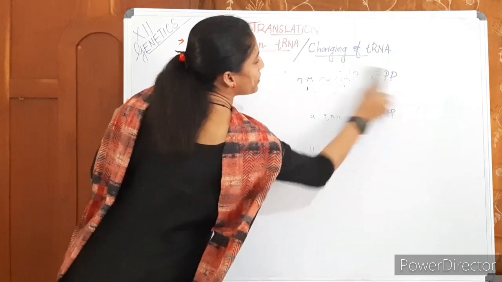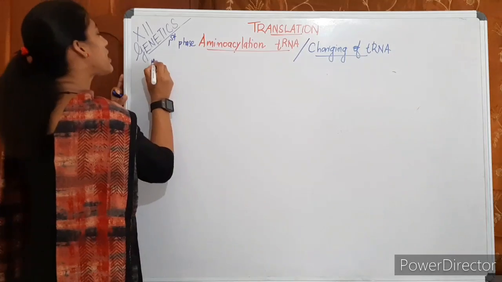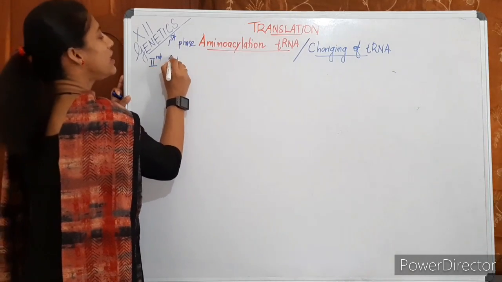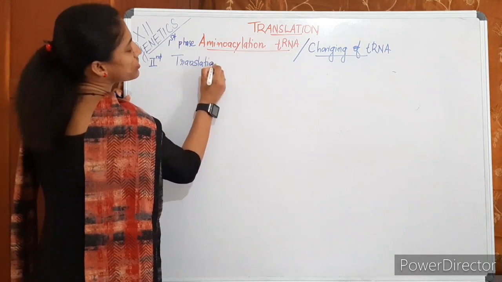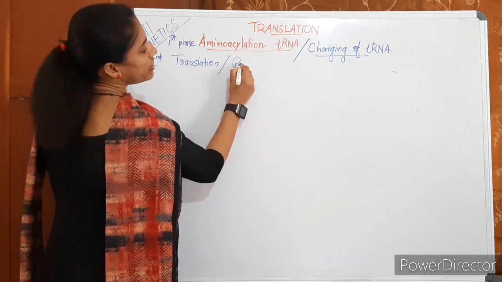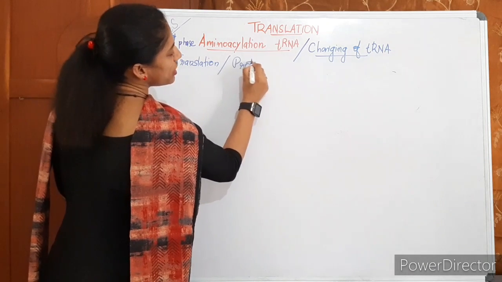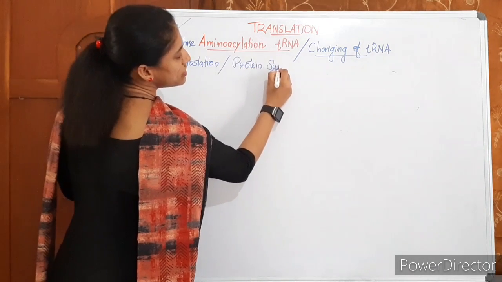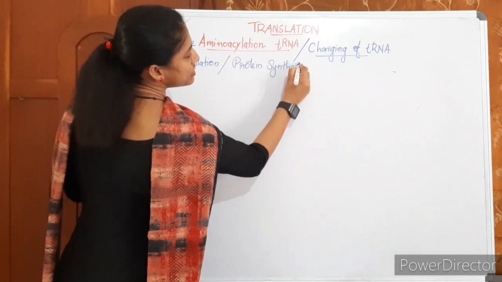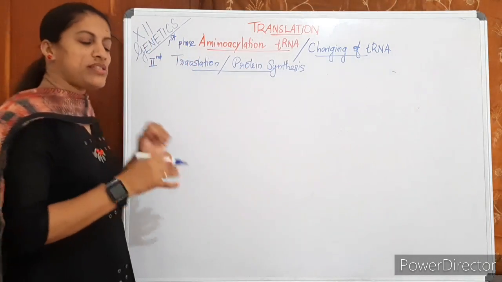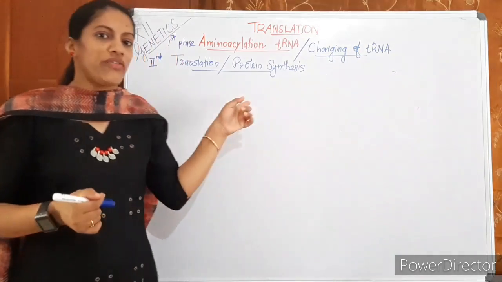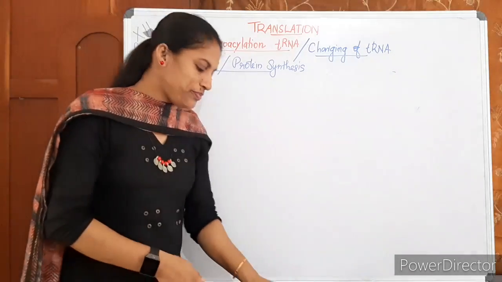Then we can move to the process of translation. The second phase, we can discuss the process of translation. Okay, it is also known as, in simple terms you have learned in lower classes, the protein synthesis process. Synthesis of protein. Okay, it takes place in the ribosome. This you have learned in very lower classes.